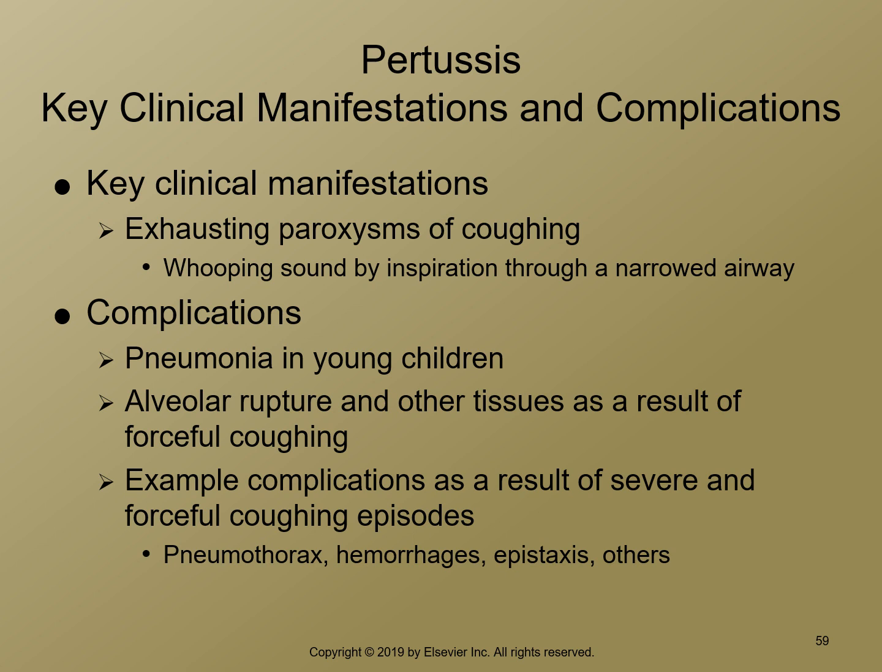Many complications associated with pertussis are a result of severe and forceful coughing episodes that occur, including pneumothorax, or the collapse of the lung, hemorrhaging, nosebleeds, rupture of the diaphragm, umbilical and inguinal hernias, and rectal prolapse. And these are all as a result of the severe coughing.